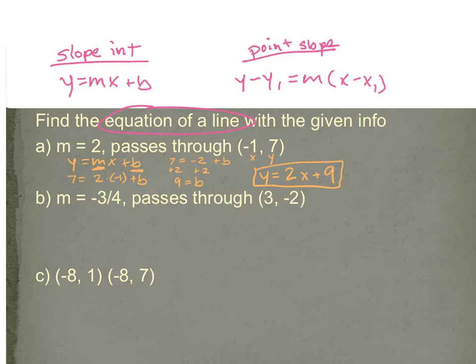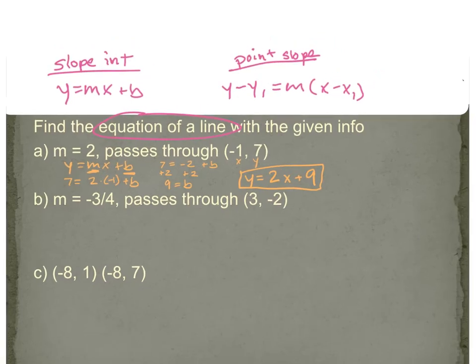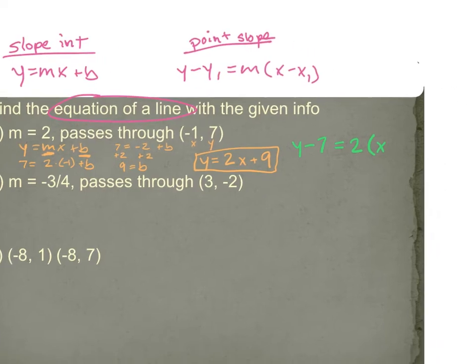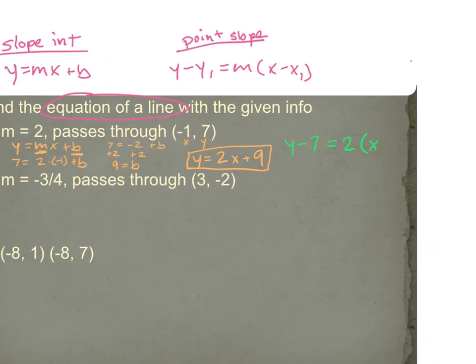Still looking at A, if we wanted to find our equation of the line in point slope form, we start by plugging in what we have. So we have y minus y1 is this 7. Our slope is 2. And then x minus x1. So we have minus -1, which becomes a plus 1. And this would be our equation in point slope form.